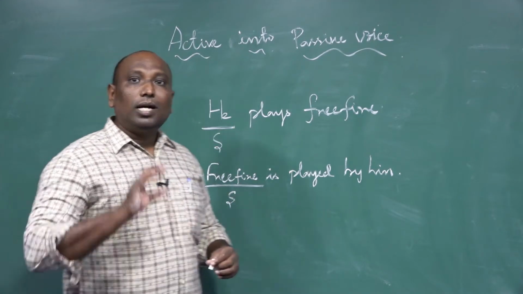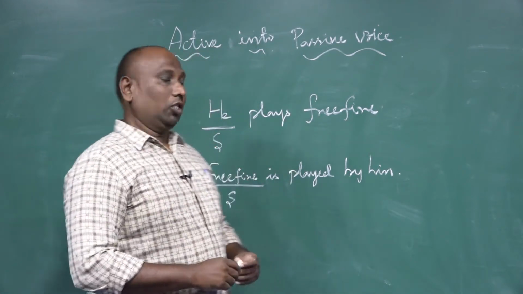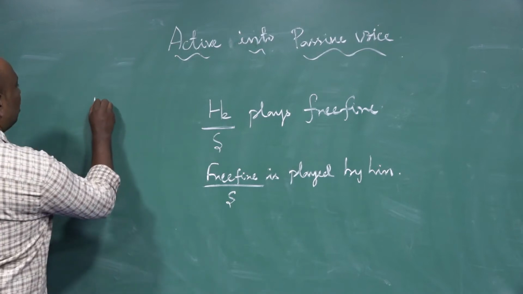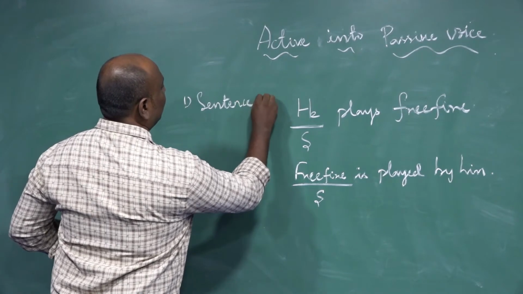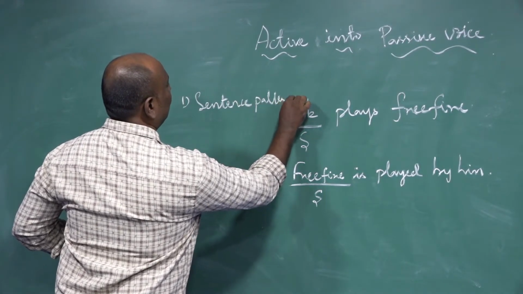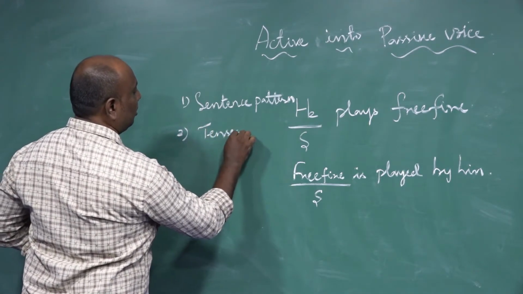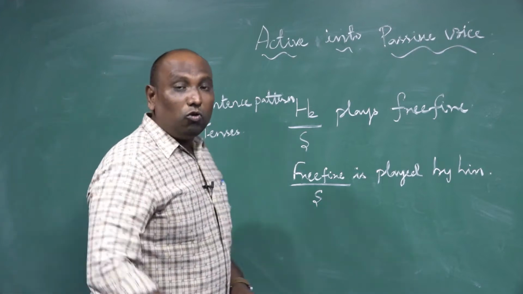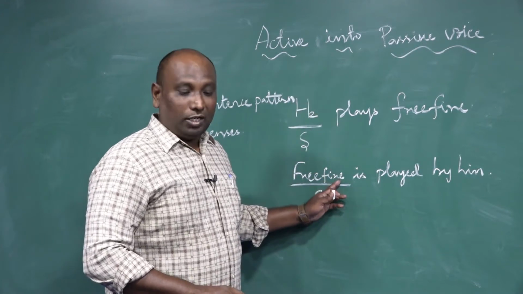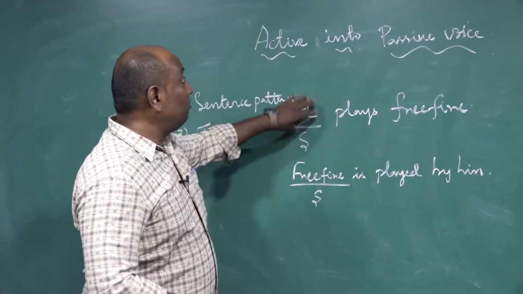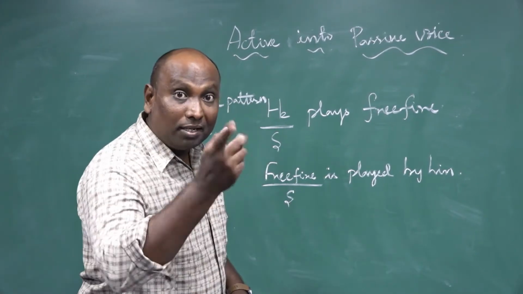If you want to write active and passive voice, it is interconnected with two other grammar topics. What are the two topics? You must know sentence pattern, and you should know tenses. Without knowing the sentence pattern and tenses, you cannot write the active voice, passive voice. So these are interconnected with this topic. Without knowing this, you cannot write active into passive or passive into active.